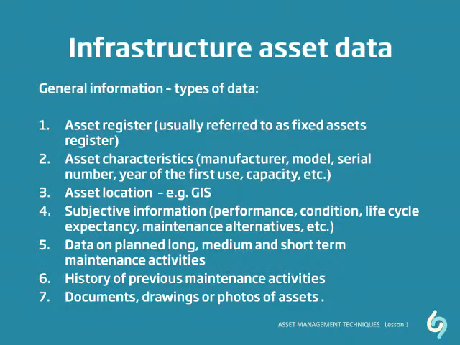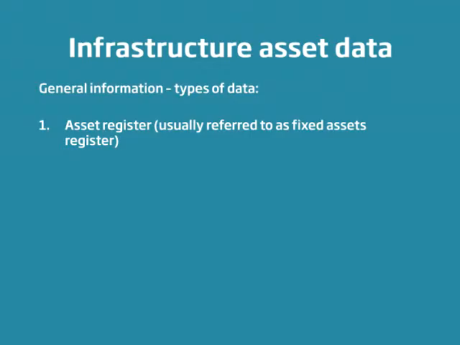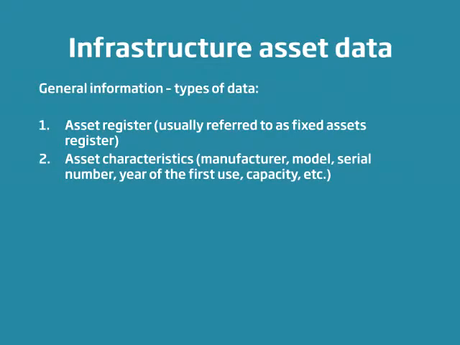Infrastructure asset data include general information. 1. Asset register, usually referred to as capital or fixed asset register. 2. Information on asset characteristics such as manufacturer, model, serial number, year of the first use, capacity, etc. 3. Spatial information on asset location or in relation to other assets and the whole system. Such data are usually contained in a geographic information system.